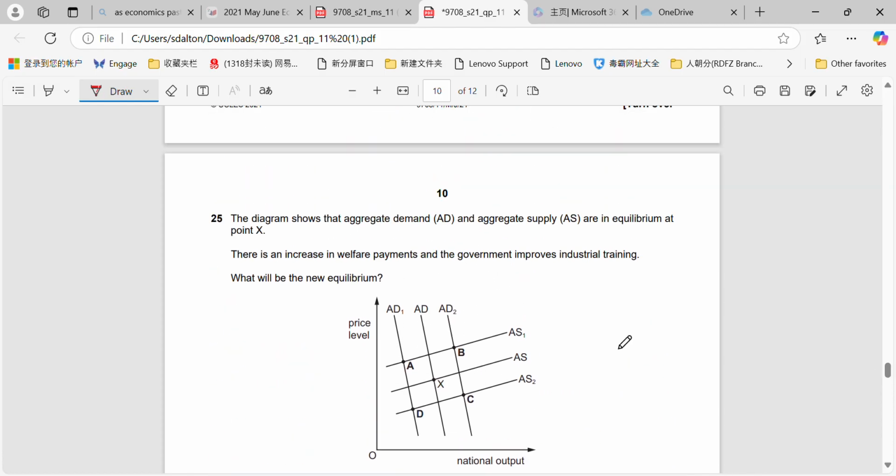Question 25, an AD and AS question. There's an increase in welfare payments. That's government spending, so AD would move right. Remember, government spending is a component of AD. Government improves industrial training. We would expect productivity, therefore, to increase, and we would expect AS to move right. So if we follow that along, AD moves right, we move here, AS moves right, and then we move on to point C.